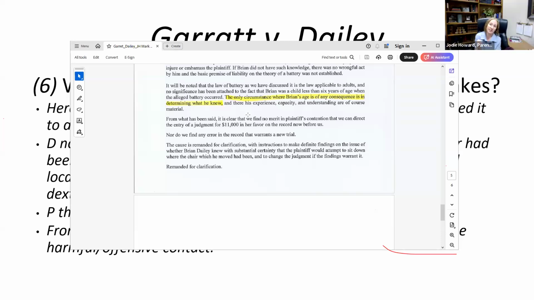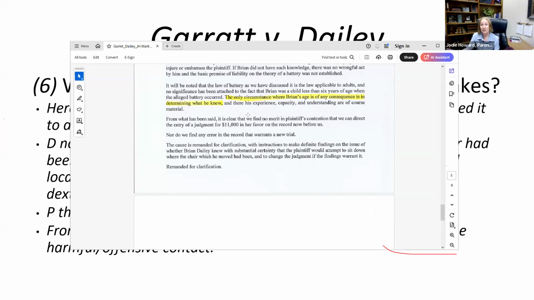We are going to take his age into account, but only to get inside his head and determine what he knew about his consequences at the time, right? That's the only reason we care that he's 5. He doesn't get a free pass because he's 5, but what did he know about her getting that harmful or offensive contact?